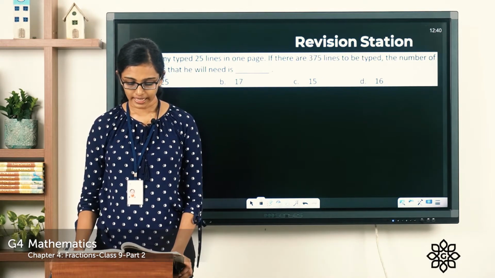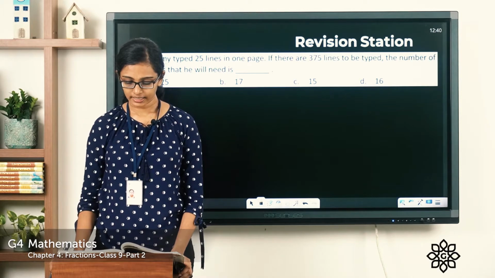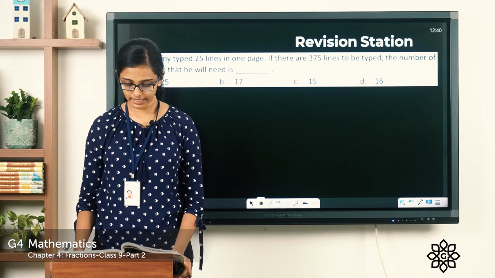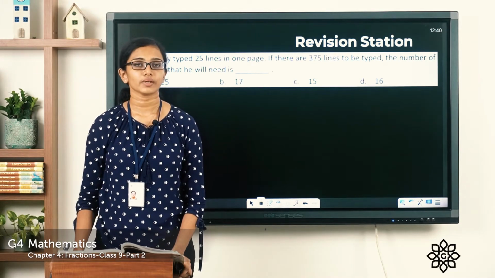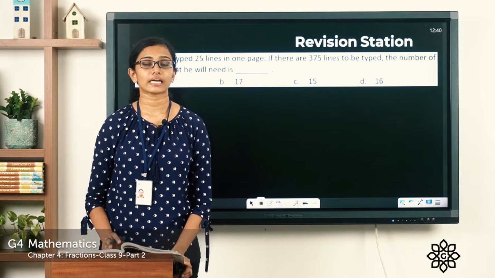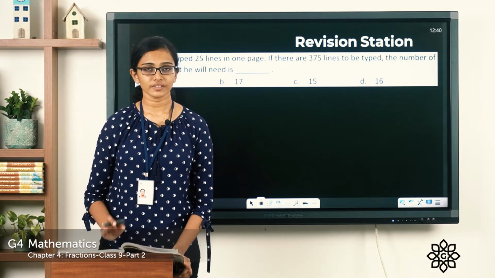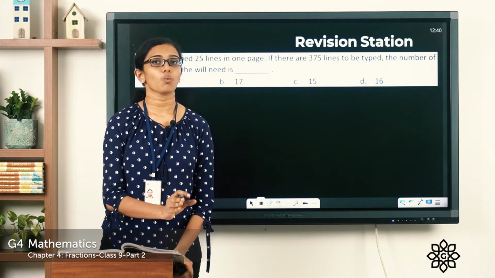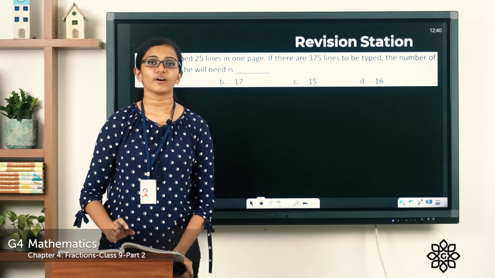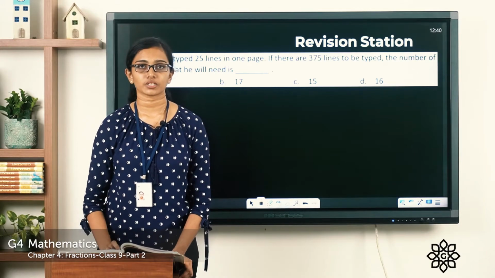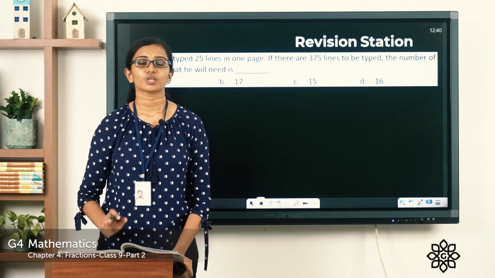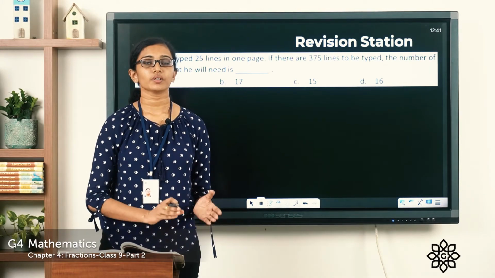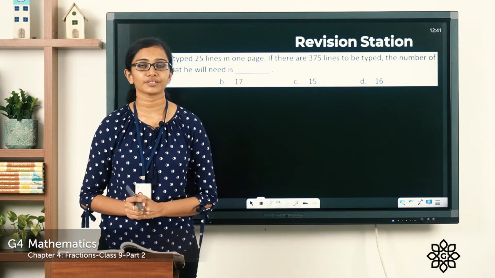Sammy typed 25 lines in one page. If there are 375 lines to be typed, the number of pages that he will need is. So what is given in the question? There are a total of 375 lines. Out of these 375 lines, 25 lines can be typed in one page. The next 25 can be typed in the next page, and it goes on. So you are asked to find out how many pages Sammy will need to complete typing all these 375 lines.